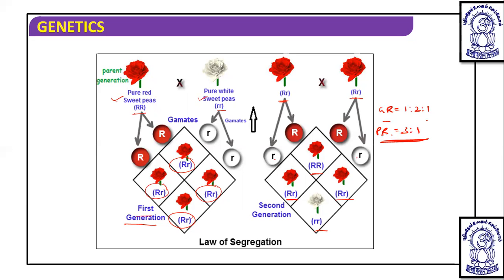This ratio shows that it is following a monohybrid cross, and the law of segregation is occurring, where you can see meiosis is occurring and gametes are produced. Here also meiosis is occurring, gametes are produced like this. Here it is a dissimilar pair, so 50% chance of capital R and small r. Here a similar pair, so all are of the same kind.